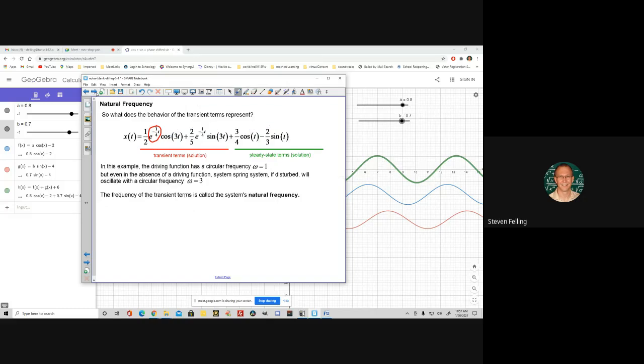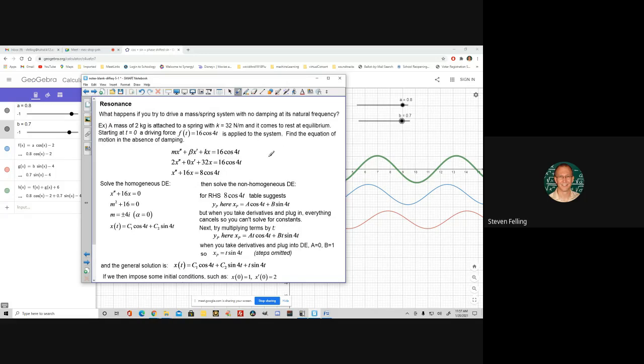Okay, so what is going on with those transient terms? Well, in this particular problem, the driving function has a circular frequency of 1, but the transient terms have a circular frequency of 3. That particular frequency is called the system's natural frequency, because if you weren't driving the system, you just released the mass and let it oscillate, it will oscillate with some natural frequency that's mainly determined by the spring constant, right? So that's called the natural frequency.